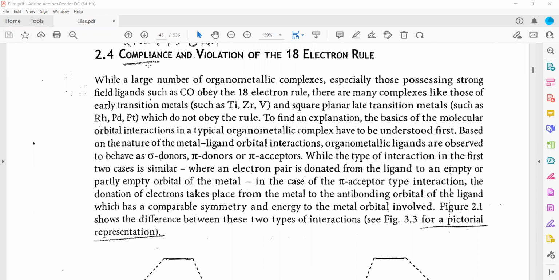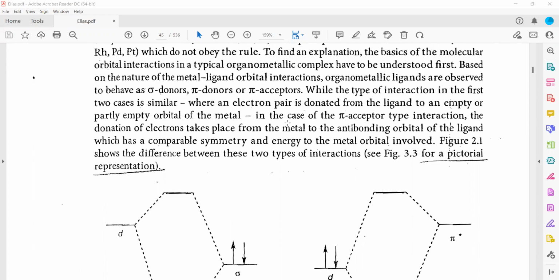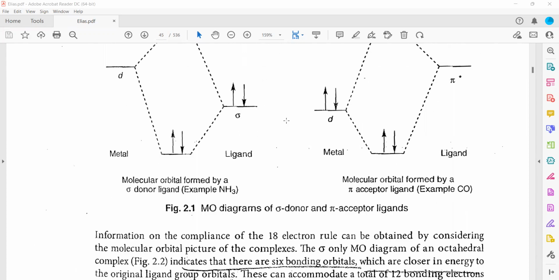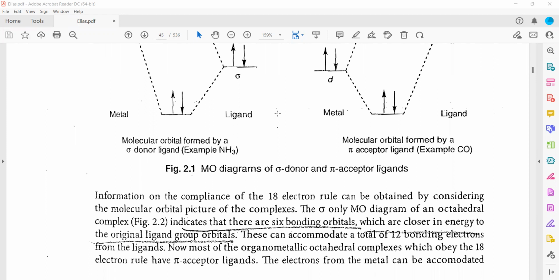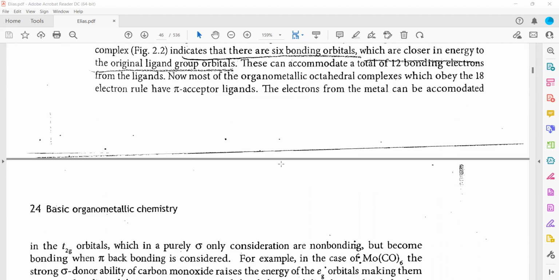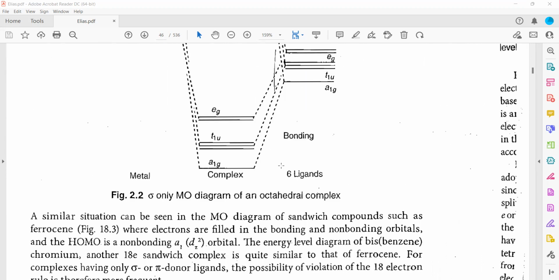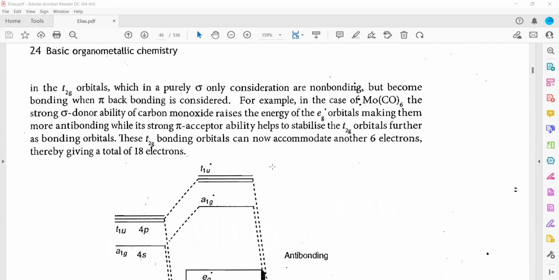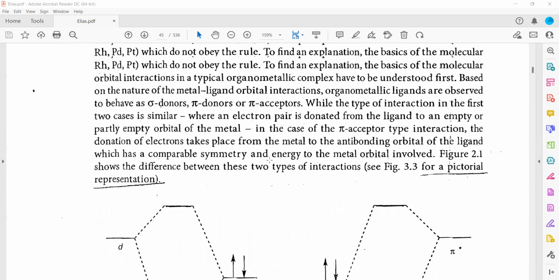Now let us start a new topic, which is compliance and violation of the 18 electron rule. So sometimes there is violation of the 18 electron rule, right? Not all the time does the metal complex follow the 18 electron rule. There are complexes that exist in nature that do not follow the 18 electron rule, and still they exist. So when are such cases considered? Let us study those.